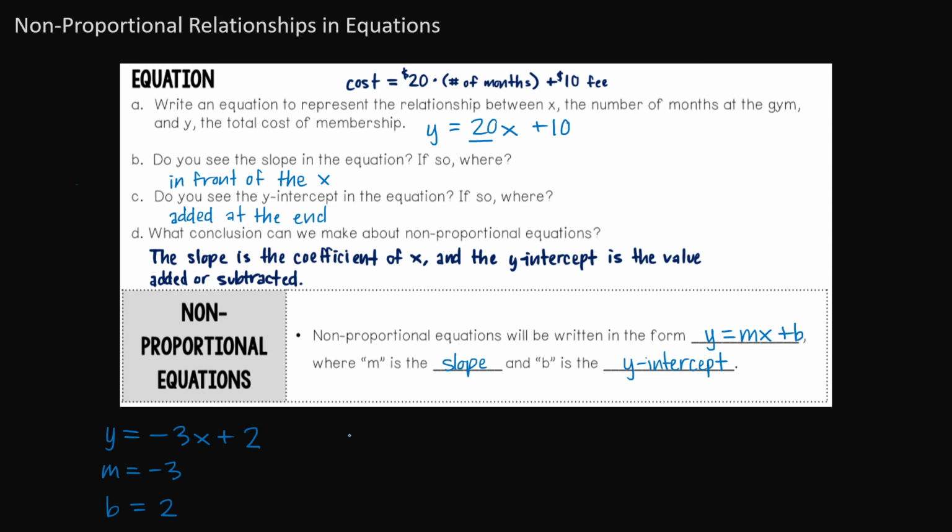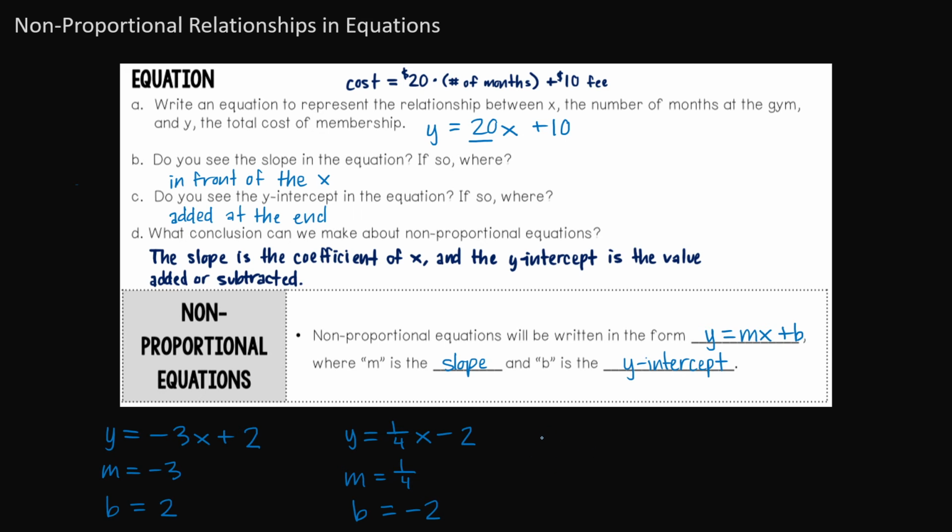Let's say I've got another equation. Let's do y equals 1/4 x minus 2. So my slope, m, even though it's a fraction, is the coefficient in front of x, and that's 1/4. And the y-intercept, b, is the number that's being subtracted. Since it's minus 2, the y-intercept is actually negative 2.